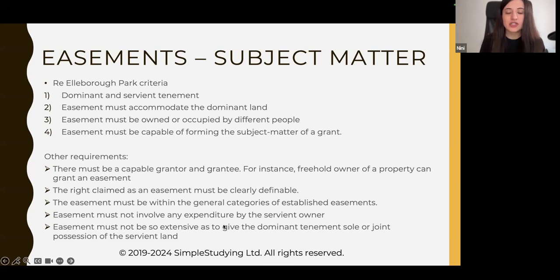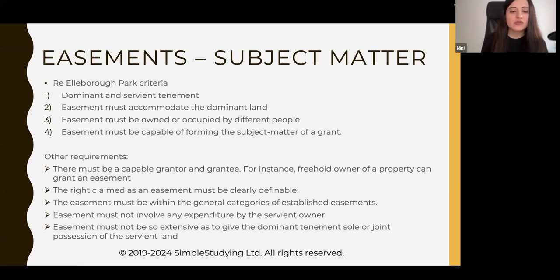Easement must not involve any expenditure by the servient owner. So if the servient owner has to spend money on this easement, it is considered too much of a burden, and the court will not enforce such kind of easement. It cannot require the servient owner to spend money on this easement.